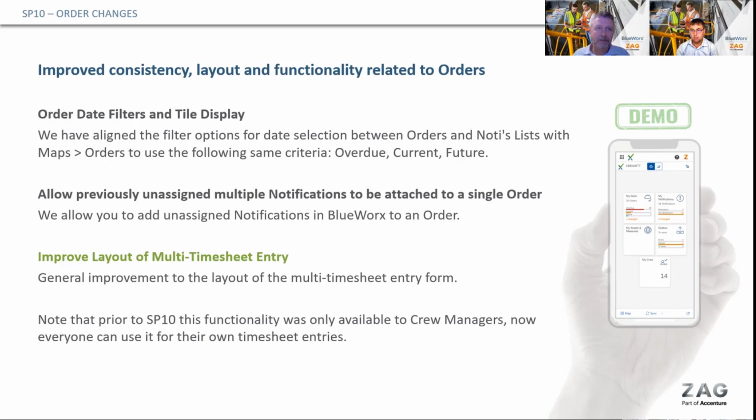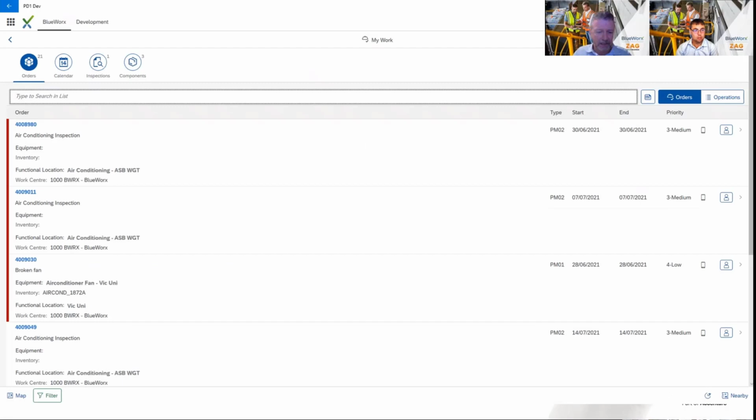And the third item here is that we've improved the layout for the multi-timesheet entry. Now, many of you may not have seen this because it was limited to crew managers before. And so what we've done is we've taken that functionality, and if you're not a crew manager, then we've just limited it to you being able to put time in for yourself and not for others in your crew. But nevertheless, it's a much faster way to do that. So let's go and have a look at that.